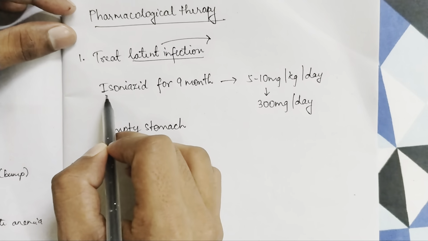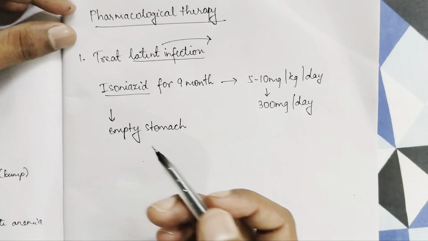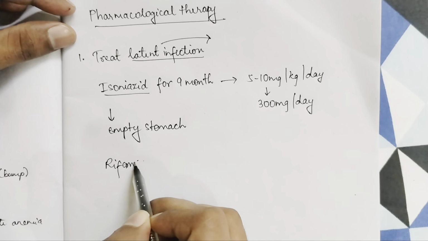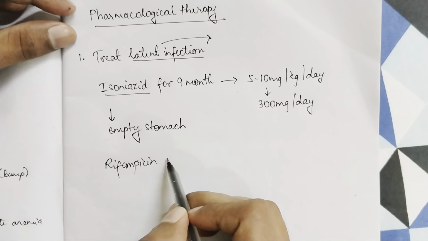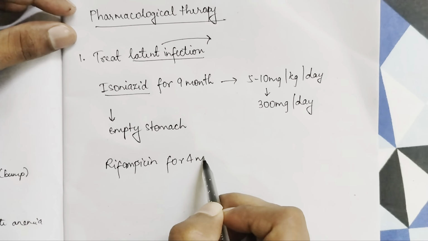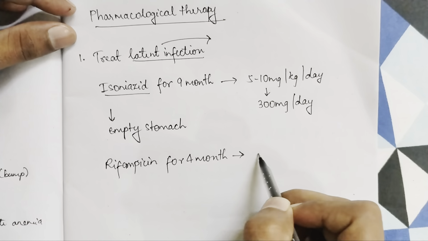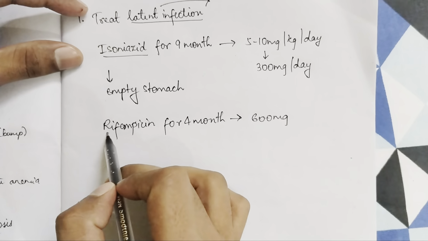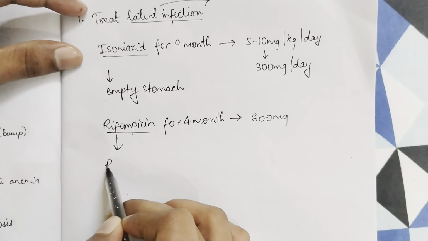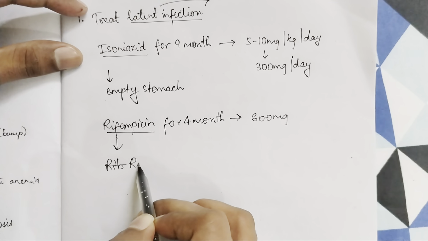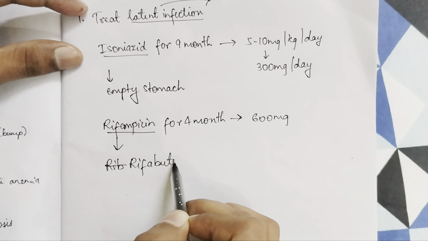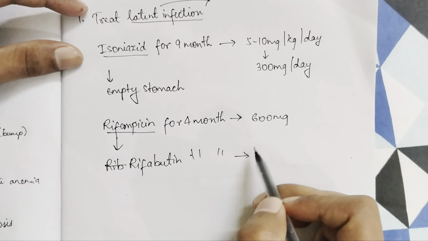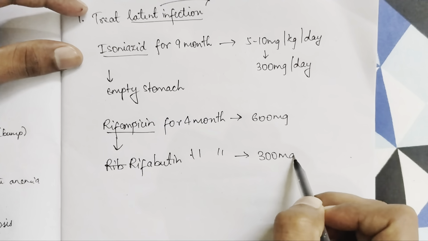Then if the patient is not able to tolerate isoniazid because of its side effects, rifampicin can be given. Rifampicin can be given for 4 months. What will be its dose? 600 mg. Or in place of rifampicin, rifabutin can also be given. Rifabutin can be given for 4 months, same, and the dose of rifabutin will be 300 mg.